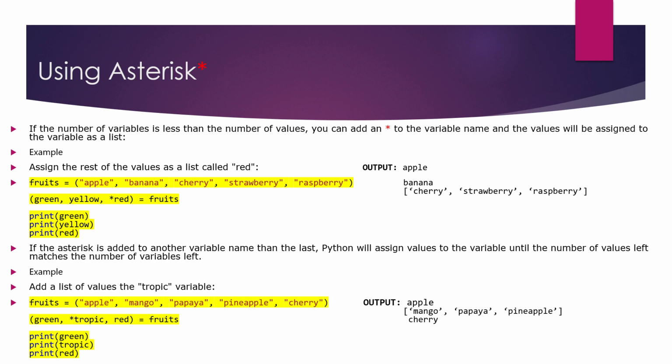Now it's the same thing. So we can see another example. Fruits equal to apple, mango, papaya, pineapple, cherry. And in this situation, we are giving tropic asterisk. So the green goes to apple, the first index, then comes asterisk tropic, then red. The red is given, so the red will go to the last index, that is cherry. So the value of red will be cherry. The tropic will be the remaining items between apple and cherry, so it will be mango, papaya, and pineapple. When we print green, you get apple, tropic, mango, papaya, pineapple. When we print red, you get cherry.